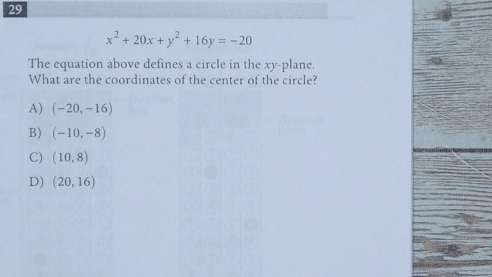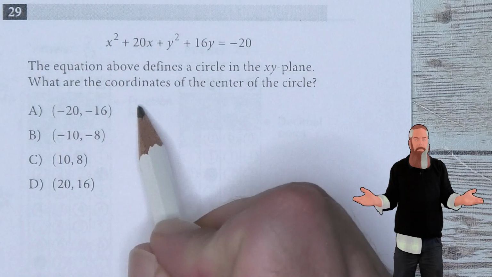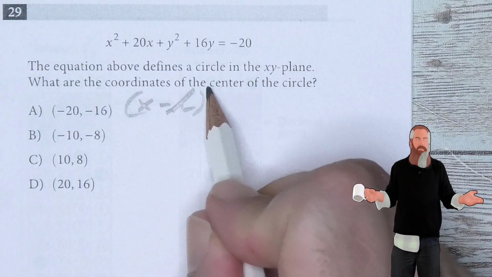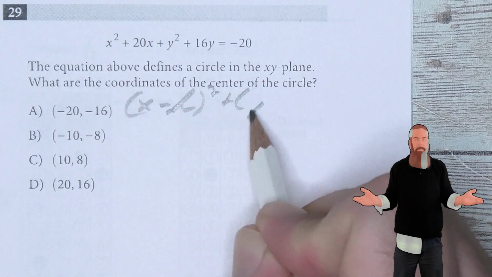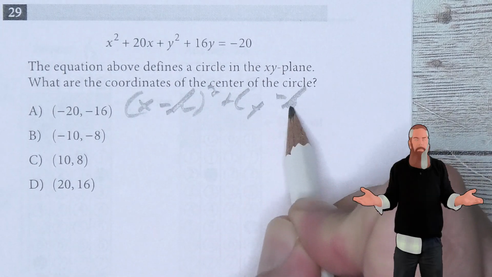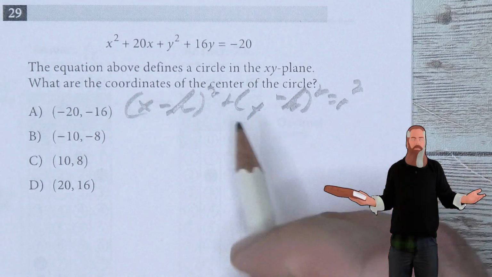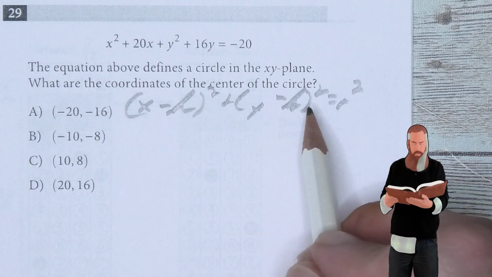The equation above defines a circle in the xy plane. What are the coordinates of the center of the circle? To start with, it's important to remember what the formula for a circle is, where we have x minus h squared plus y minus k squared is equal to r squared, and that h comma k are the center.